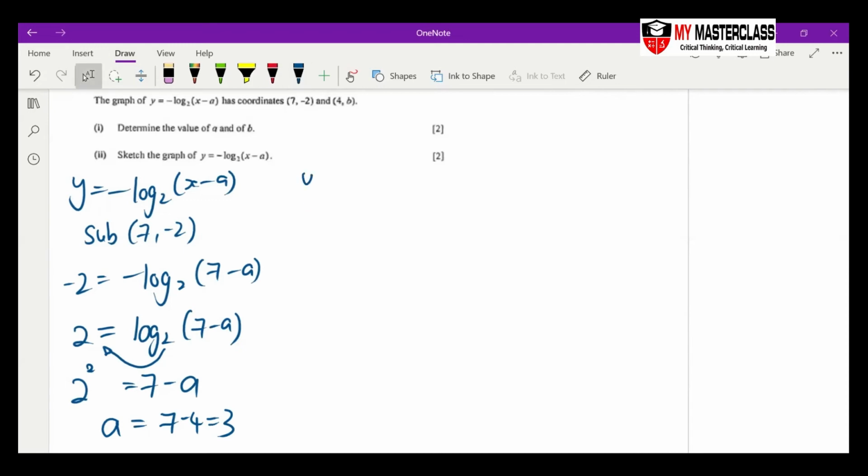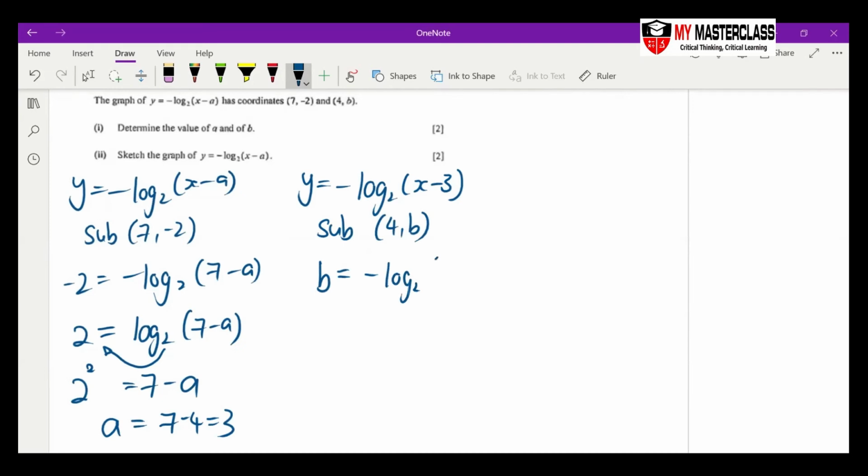Now I have y equals negative log base 2 of x minus 3. Again, I sub in my 4 comma b. X is 4, y is b, so b equals negative log base 2 of 4 minus 3. What this is trying to test is whether you know immediately that log 1 equals what? 0. You've got to know that log 1 equals 0, so b equals 0.